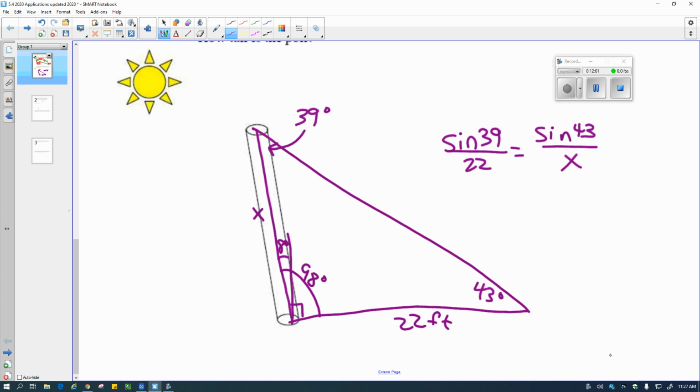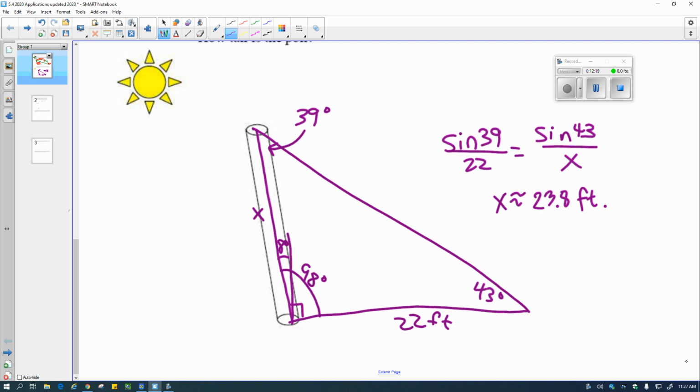And again, I'll wait for some answer concurrence. So 23.8, we're talking about feet. And let's move on. So far, the first two have been law of sines.